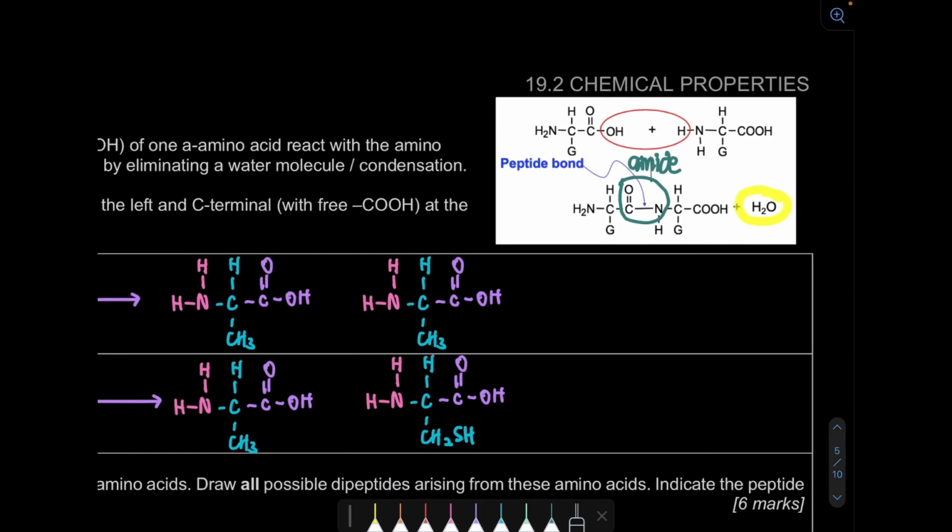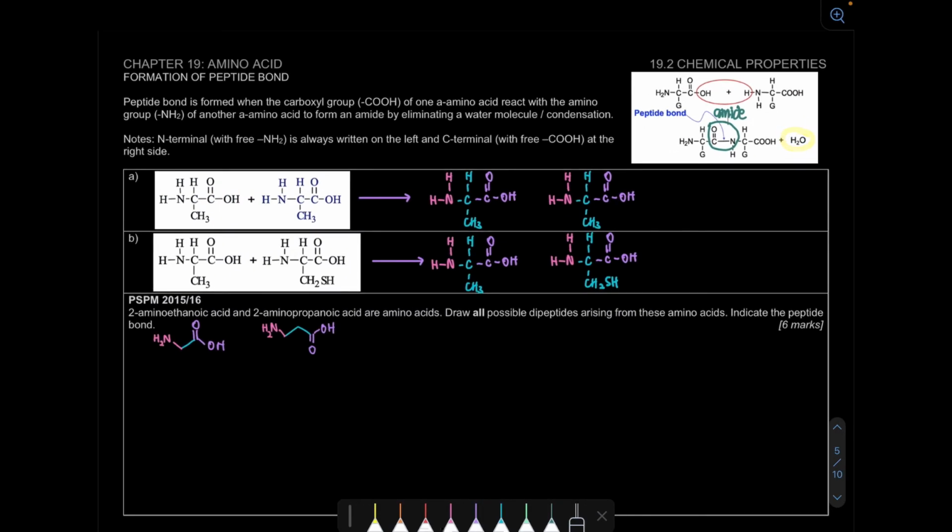Okay, so how do we gonna draw it? Sebenarnya hint lah yang ini sebab mostly memang kita dah bagi dah structure of amino acid kan. Senang kita nak buat. The N terminal with the free NH2 is always written on the left. Okay, on the left here, and the C terminal of the free COOH at the right side. So nanti senang kamu nak tengok, we're gonna remove our water. So let's look here, example A kita ni.